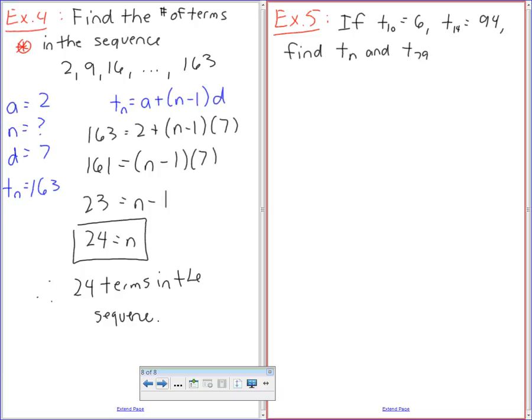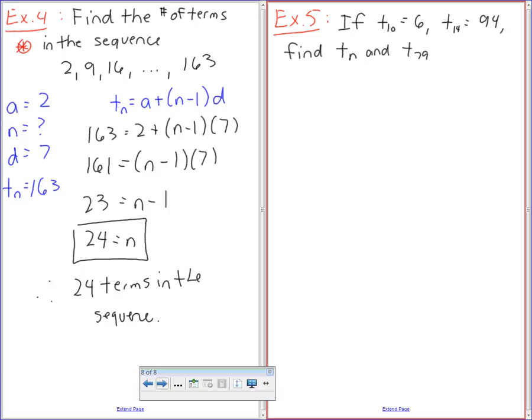All right, here we go, folks. We're finally getting into the fun stuff. It says if T10 equals 6 and T14 equals 94, find Tn and T79. I apologize for people in the back row. The subscripts are hard to see. Sorry about that. Where did I stop at here? Okay. This question is a lot more awesome, okay? It's the same stuff, but just bigger. That's all it is. Let's pretend we don't have anything else part of the question.